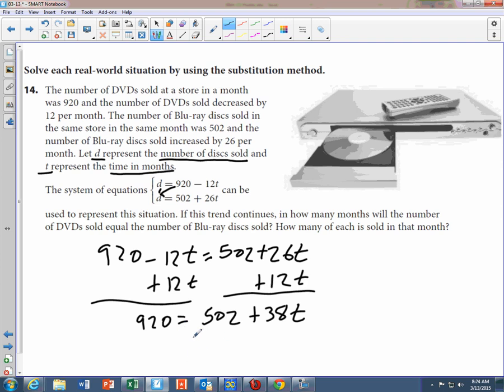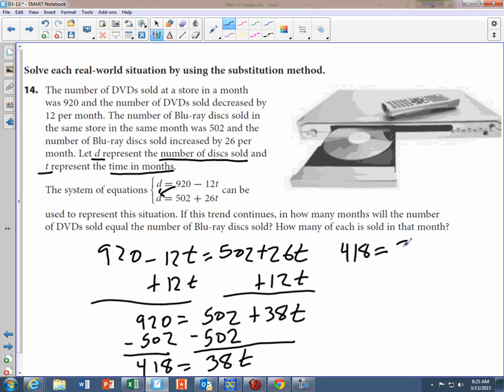You're saying the right number, I just need the whole thing. Subtract what? Oh, okay, 502 for both sides, right? Camille, I know this is 38t. I need some help from some of you. What is 920 minus 502? 418. I would agree with that. So I have 418, I'm just rewriting so I can see it better.